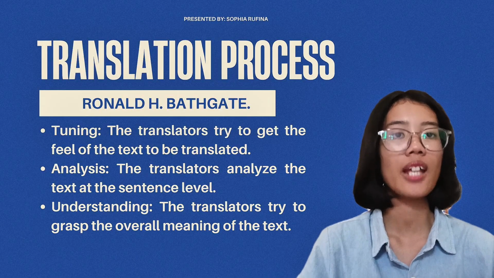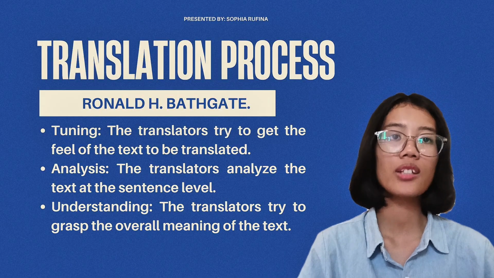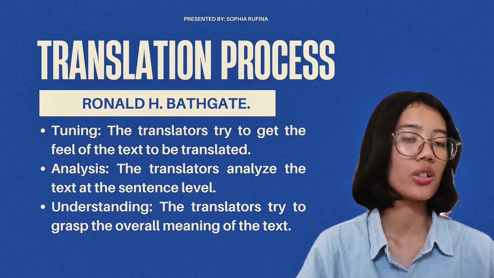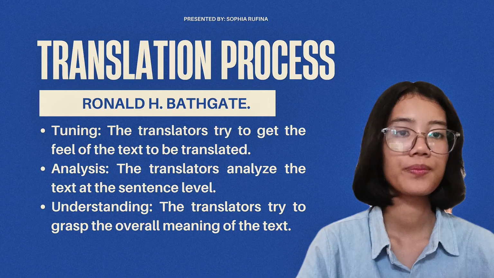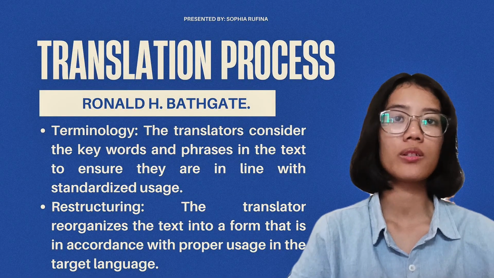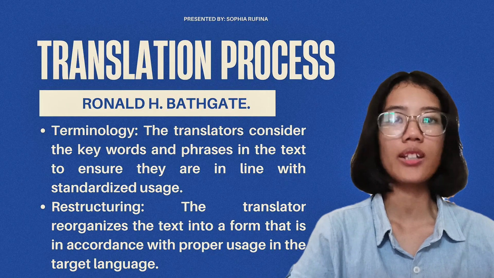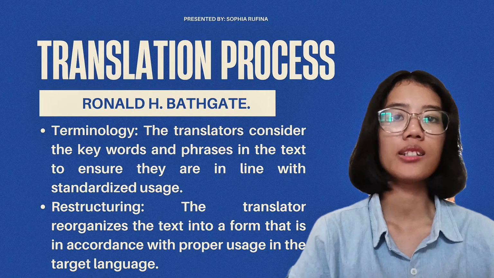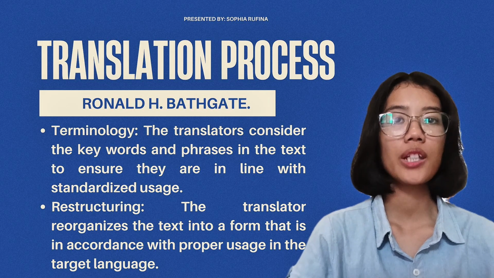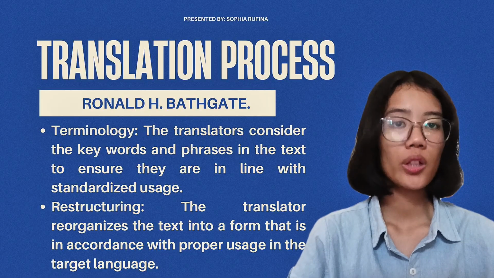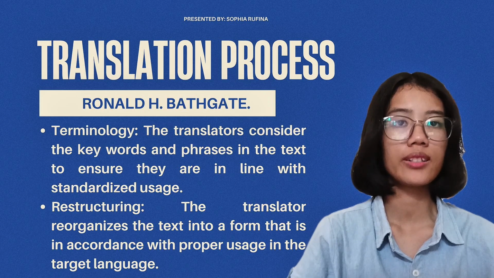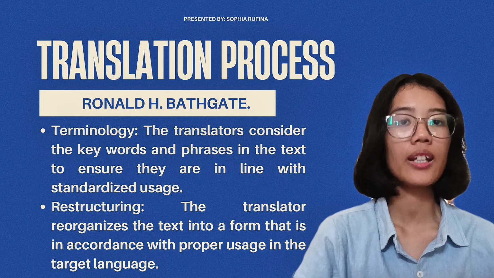Number 3 is understanding. Here, the translator tries to grasp the overall meaning of the text to ensure nothing is missed. Number 4 is terminology. The translator considers the keywords and phrases in the text to ensure they are in line with standardized usage. Number 5 is restructuring. The translator reorganizes the text into a form that is in accordance with proper usage in the target language.